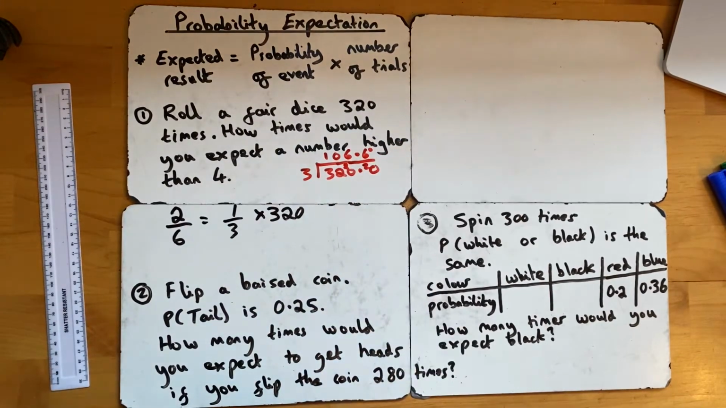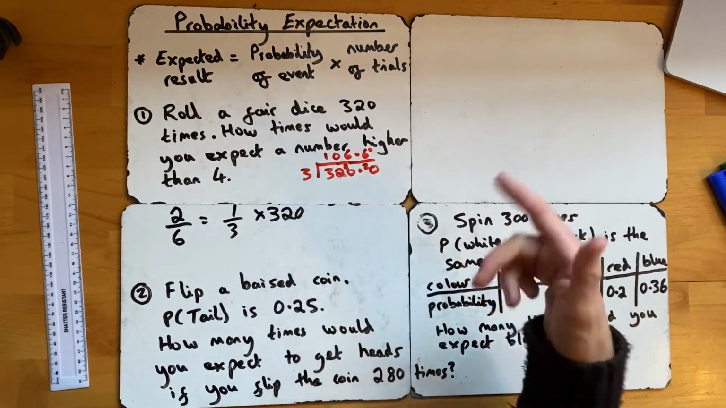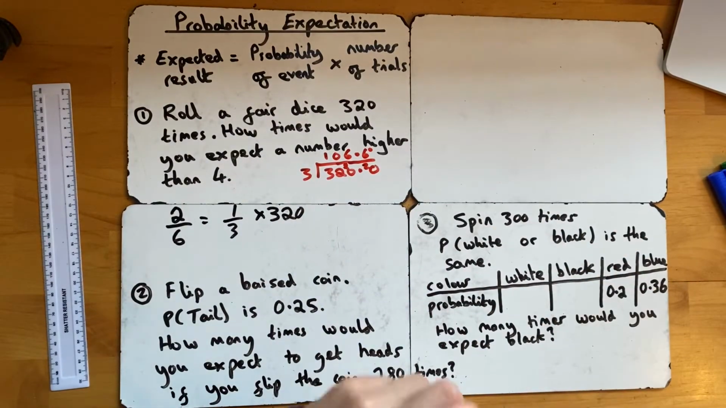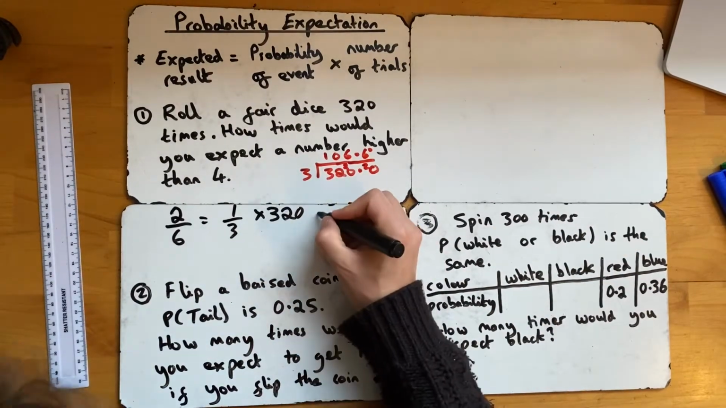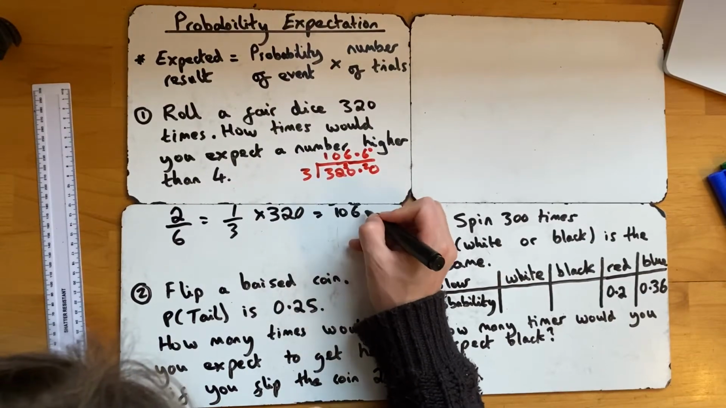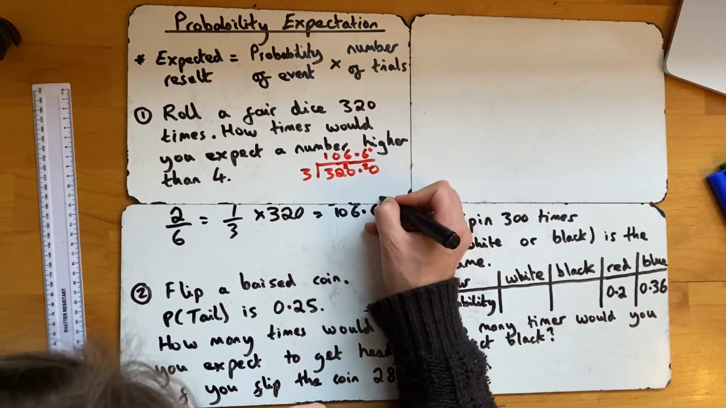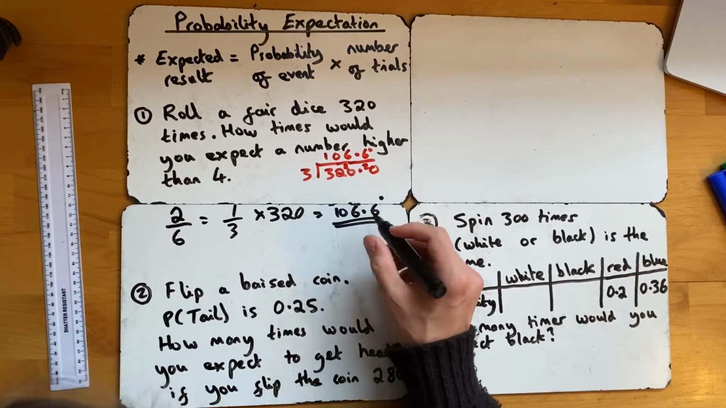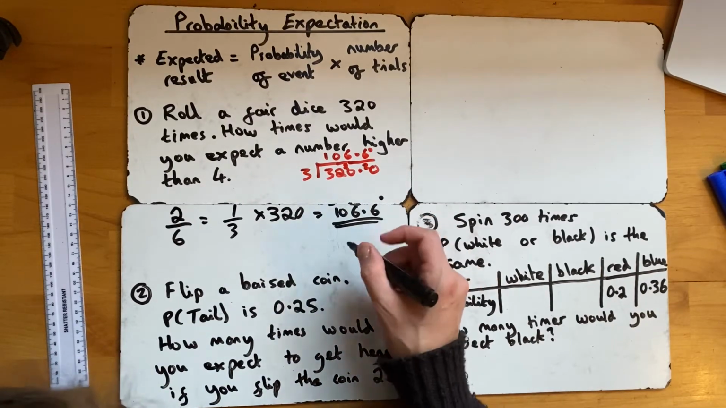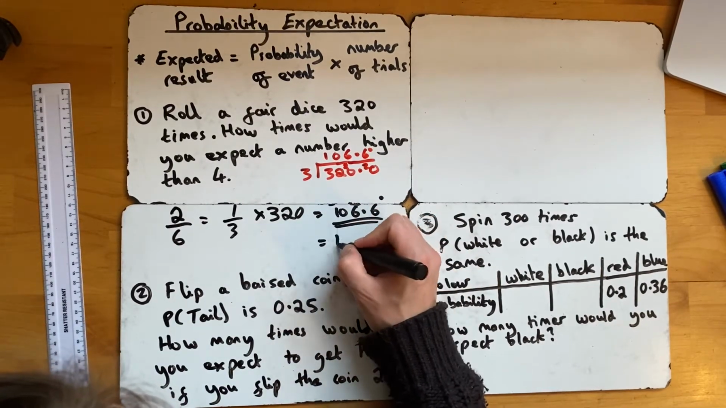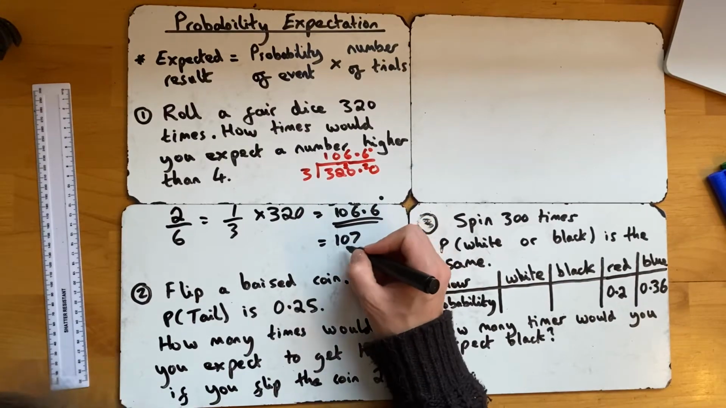So you would expect it 106.6 recurring times. So let's write that as my answer. So, I mean, you can't really have 0.6 recurring, so I round this up to 107 times.